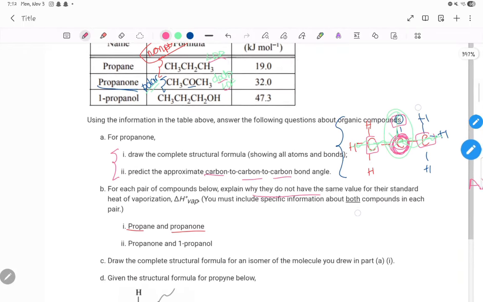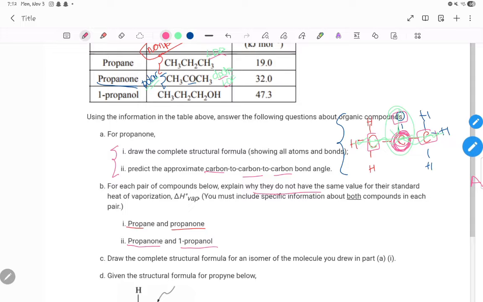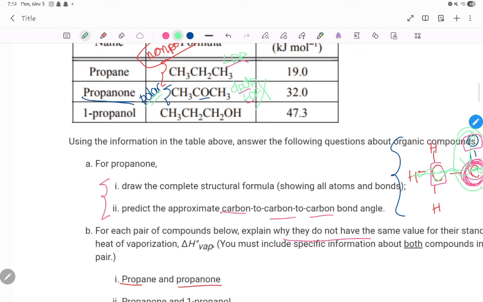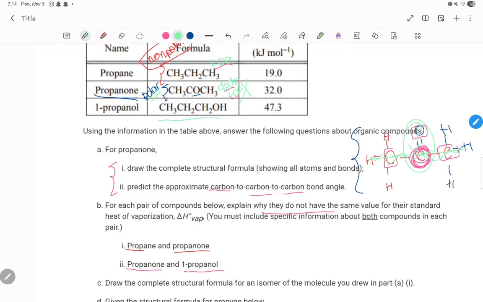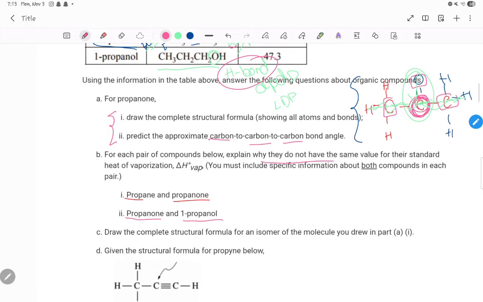Now, propanone and 1-propanol. We said because propanone is symmetrical, the oxygen cannot form a hydrogen bond. This is one thing for sure. Because it's symmetrical, oxygen cannot form a hydrogen bond. Now, 1-propanol is asymmetrical. So directly the oxygen forms a hydrogen bond, and the dipole and the London dispersion forces. So definitely, because it has two different forces, the hydrogen bond and the dipole forces, for sure we will say that they will have different enthalpy of vaporization.